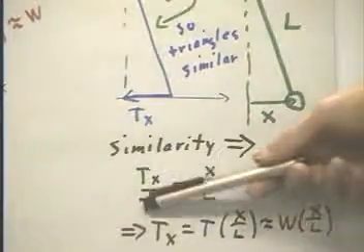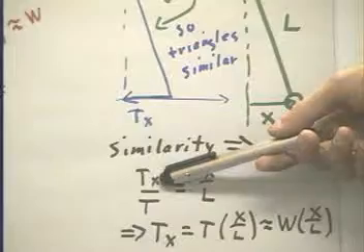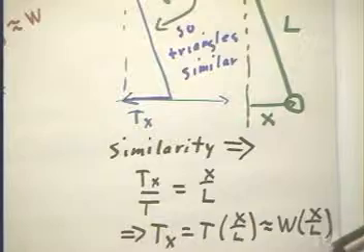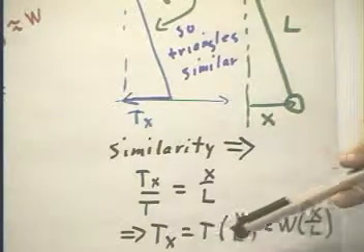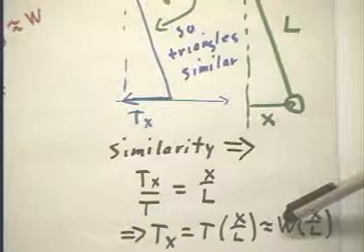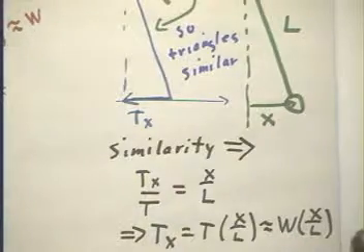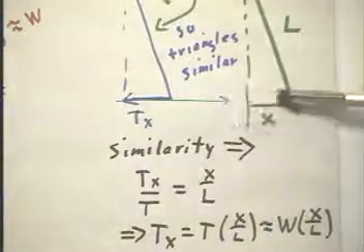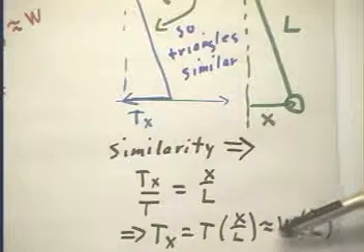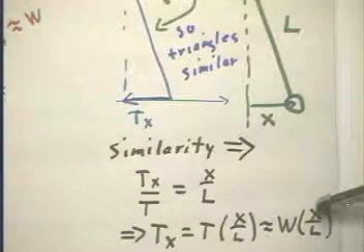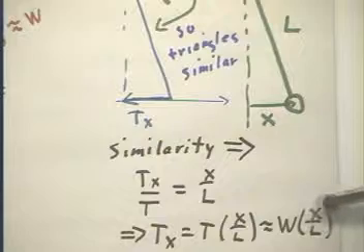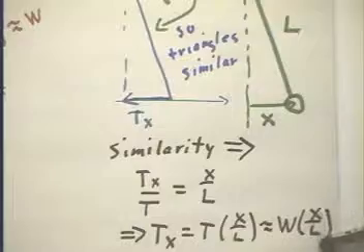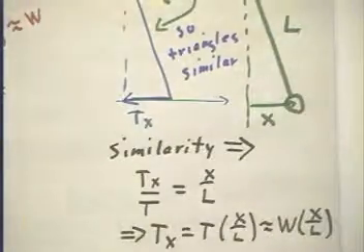So we say Tx over T equals x over L, and now we can solve this for Tx, and we get Tx equals T times x over L. Remember that the tension is approximately equal to the weight, so that's approximately equal to the weight times x over L. So now we see what the restoring force is for the pendulum. The force that tends to restore it back toward its equilibrium position is equal to its weight times x over L. And x over L is just the proportionality between its displacement from equilibrium and its length. As long as x over L is small, this is a very good approximation to this restoring force.